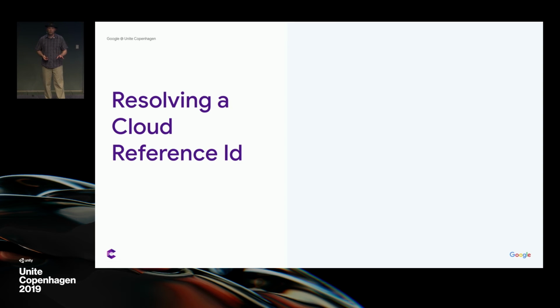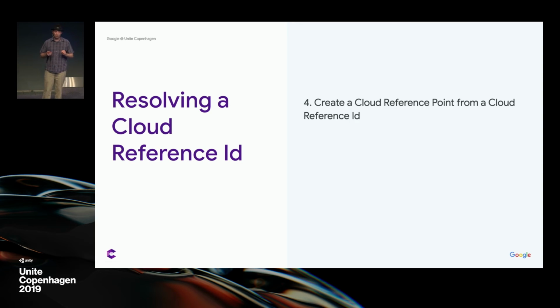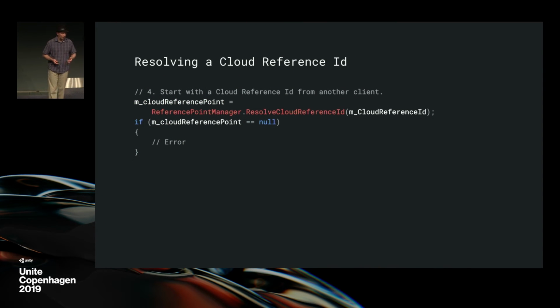Now, resolving a cloud reference point is fairly straightforward as well. You're going to need to start with a reference point ID that you can get from the device or client that has hosted the point in the first place. You'll use that to resolve the point on your machine, and then just as we did before, you'll wait for it to be ready. So back to the code, starting with that reference ID that you obtained from some other client, add that in as the parameter to resolve cloud reference ID, and then you'll get a point back.